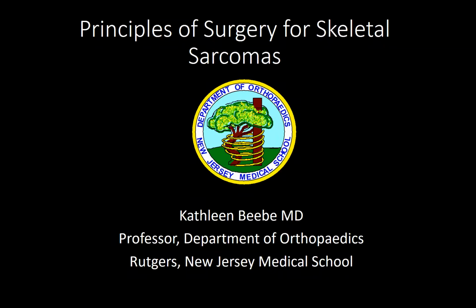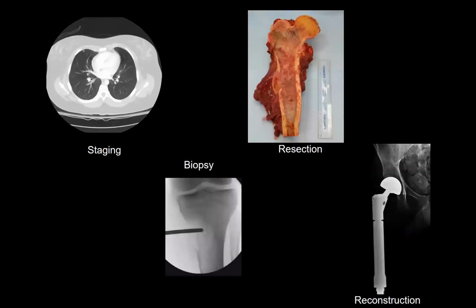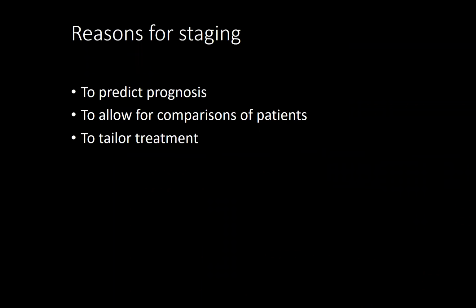So what we will talk about today is staging, biopsy, resection, reconstruction. And then we'll talk a little bit about some of the specific skeletal sarcomas that we encounter. So why do we stage people? Why do we do that whole workup before we do the biopsy? Why not just go in and do the biopsy? Well, it allows us to predict prognosis, how patients are going to do. It allows us to compare patients and allows us to tailor their treatments.